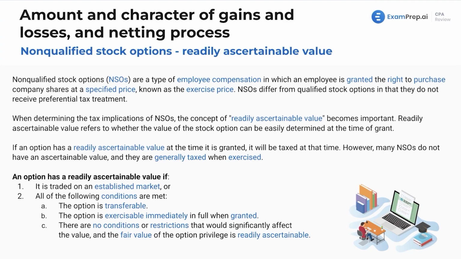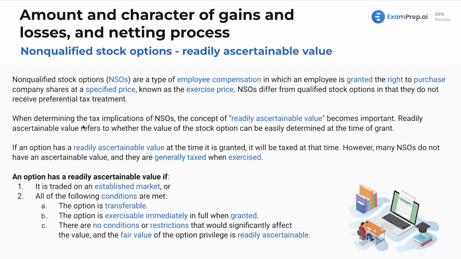All right, we mentioned that readily ascertainable value, and it's back. It's back and better than ever. Now, non-qualified stock options are a type of employee compensation in which an employee is granted the right to purchase company shares at a specified price, known as the exercise price. NSOs differ from qualified options in that they do not receive that sweet preferential tax treatment, as we saw.